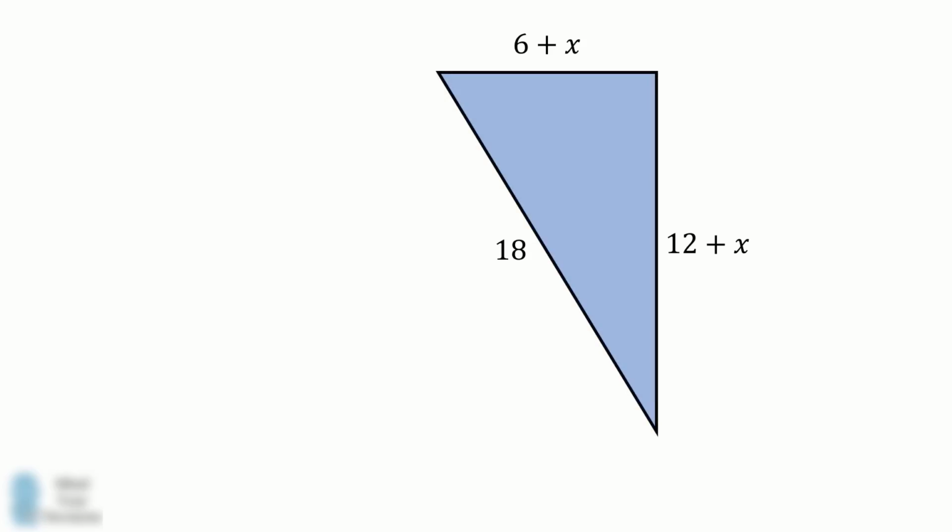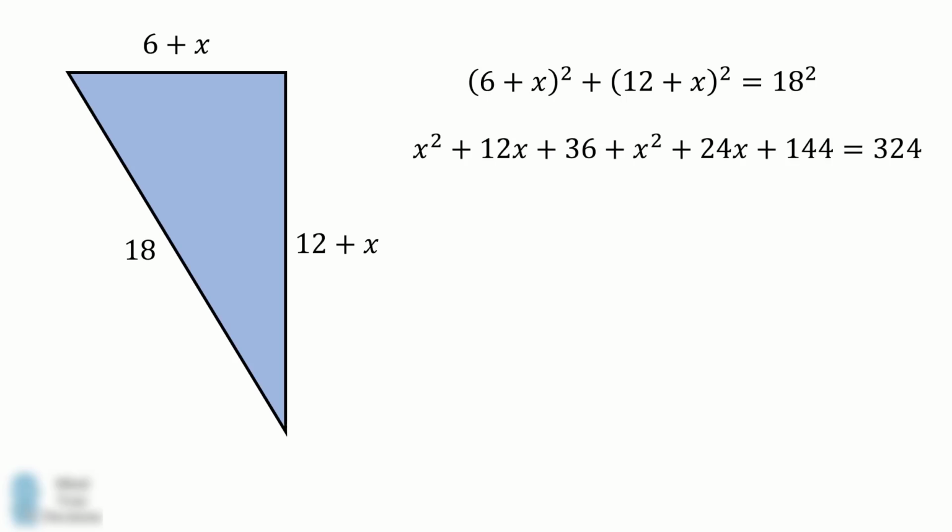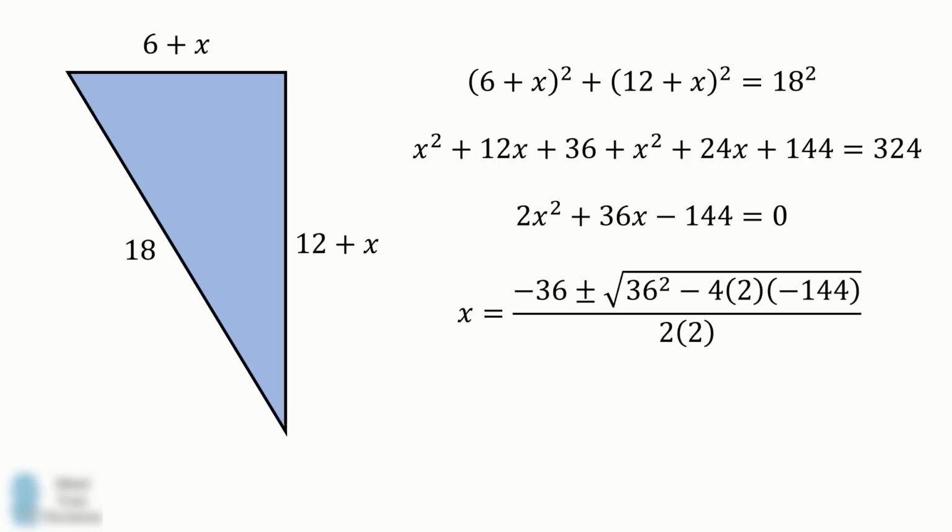We'll then focus on just this right triangle. Because we have a right triangle, we have (6 plus x) squared plus (12 plus x) squared is equal to 18 squared. We can then systematically solve this equation for x. We will use the quadratic formula and we'll get two possibilities. Either x is equal to -9 plus 3 times the square root of 17, or x is equal to -9 minus 3 times the square root of 17.